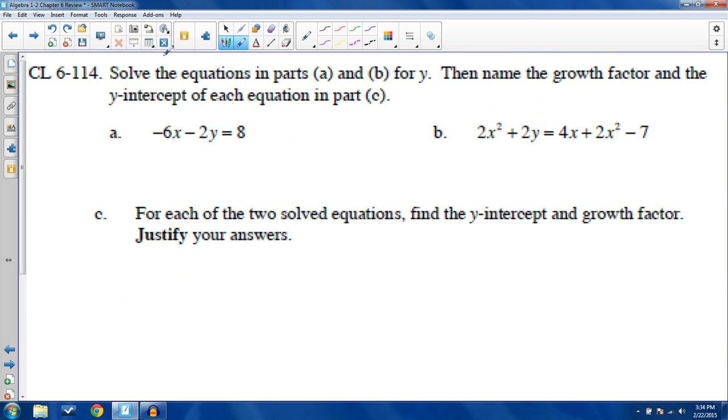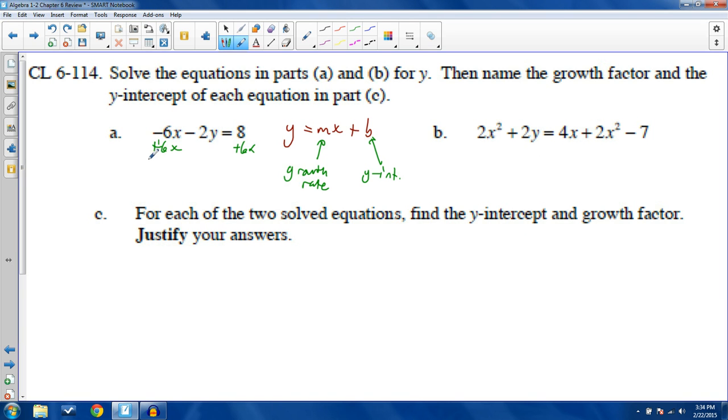Number 114. Solve the equations in parts A and B for y, then name the growth factor and the y-intercept for each equation in part C. Okay, so to solve for y, we want to write this in slope-intercept form with the growth rate being m and the starting value, or the y-intercept, being b. When we end up isolating y, this is where our numbers will appear. When I solve for y here, I need to get this term by itself first. So I'm going to add 6x to both sides.